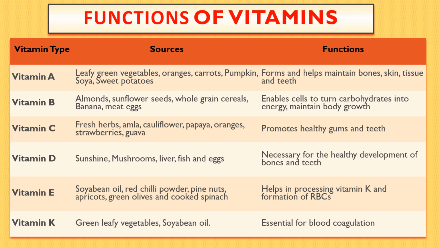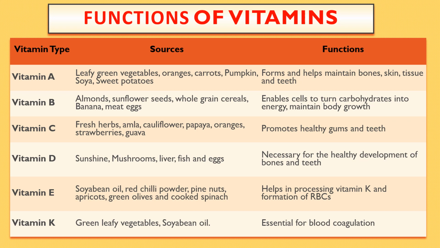Next is vitamin D. It is also called sunshine vitamin because our body can also prepare vitamin D in the presence of sunlight. Other sources are mushrooms, liver, fish and eggs. It is very much essential for the healthy development of bones and teeth.